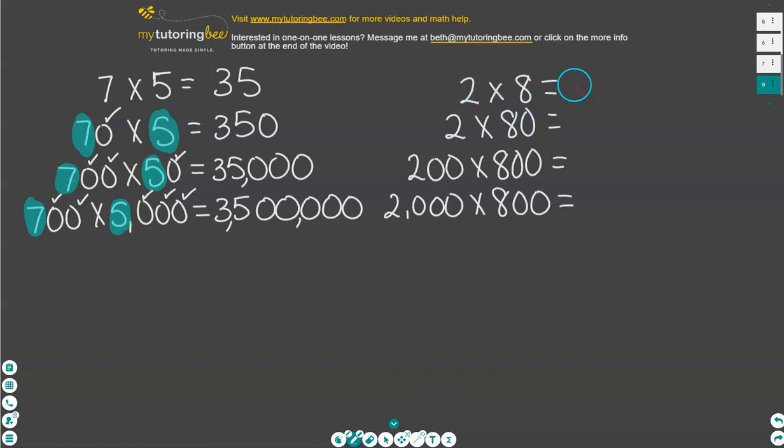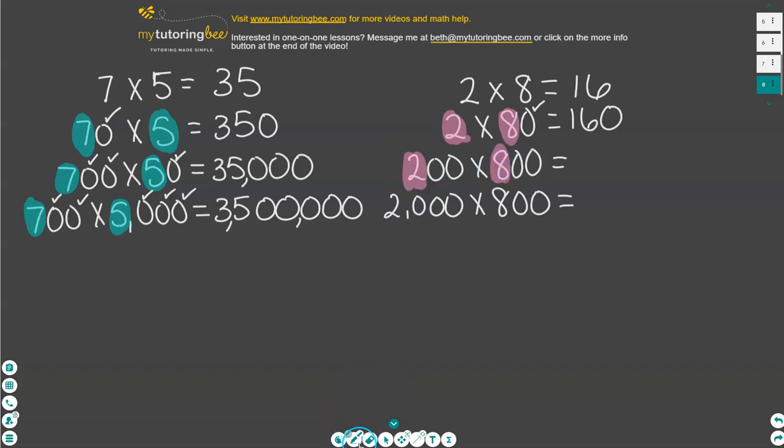2 times 8 is 16. So now we're going to focus on 2 times 8 again is 16. And then we have that 1 zero at the end. So we have 1 zero here. All right, 200 times 800.